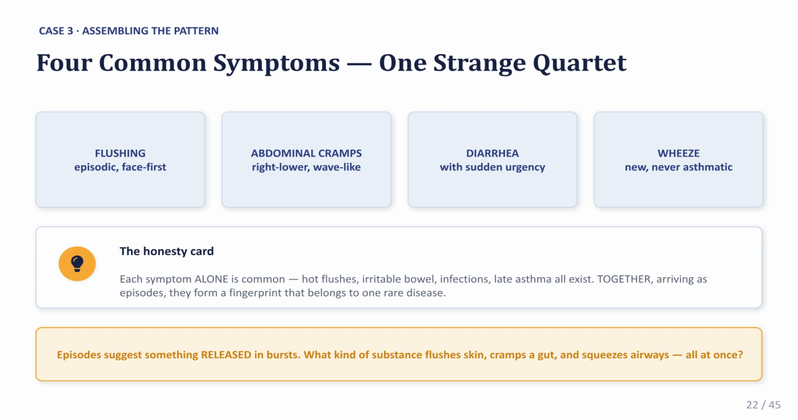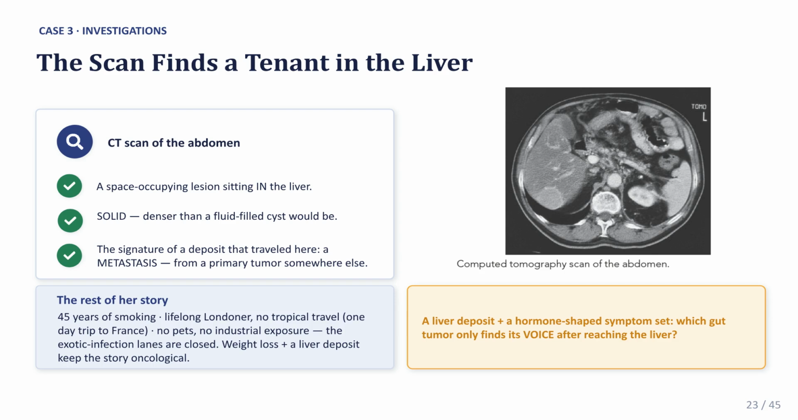What substance causes these symptoms when it enters the circulation? We need to find the source of these hormonal pulses. Imaging revealed a solid, space-occupying lesion in the liver, suggesting a metastasis from a primary tumor. We must identify a gut tumor that remains silent until it reaches the liver. She has no risk factors for exotic infections, keeping our focus squarely on oncology.